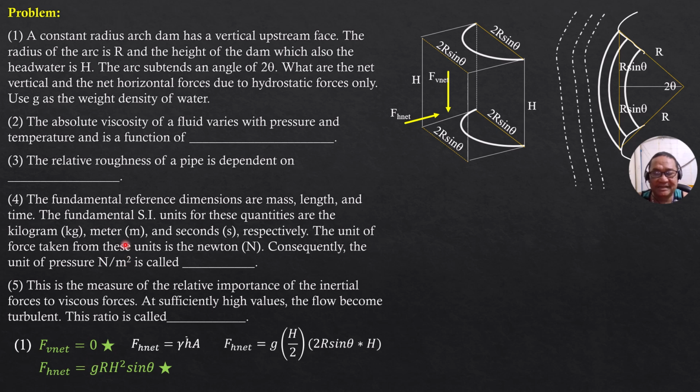So for the next question: the absolute viscosity of a fluid varies with pressure and temperature and is a function of blank. So from Newton's law on viscosity derived in the lecture part of hydraulics, you just go over with that.